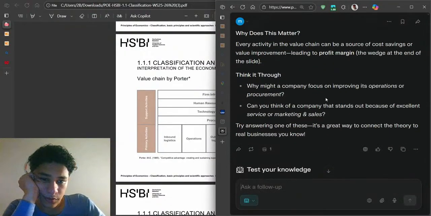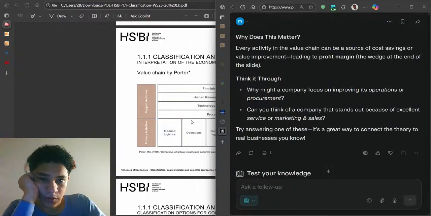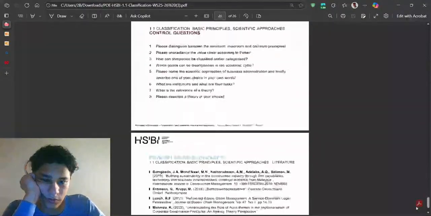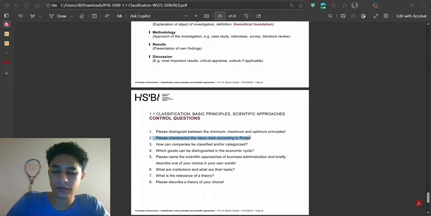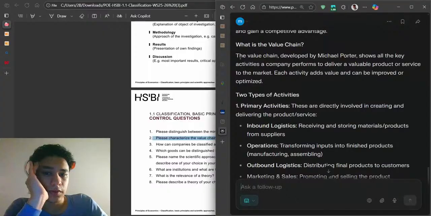Why might a company focus on improving its operations or procurement? Can you think of a company that stands out because of excellent service or marketing and sales? Try answering these. It's a great way to connect theory to real business. Characterize the value chain according to Porter. What is the value chain? Developed by Michael Porter, it shows the activities a company performs to deliver a valuable product or service.